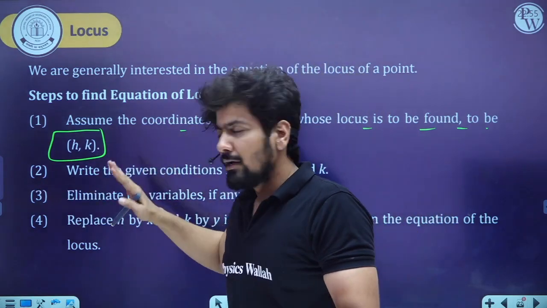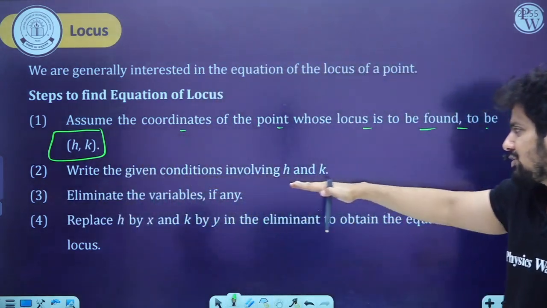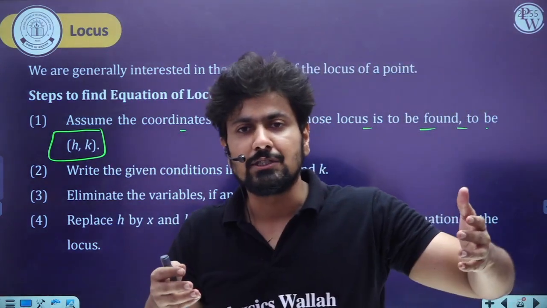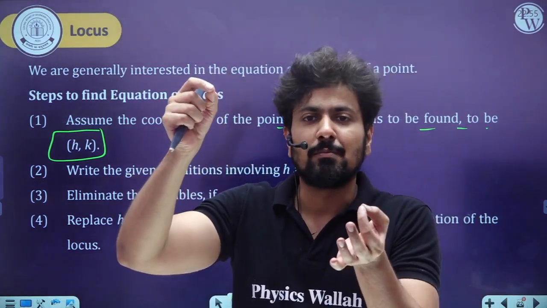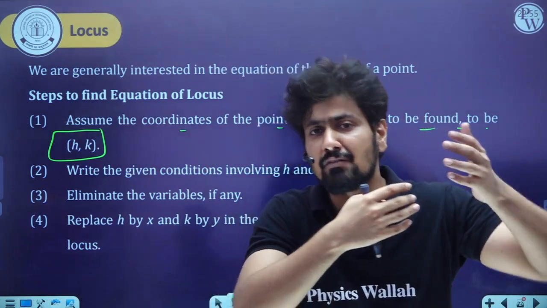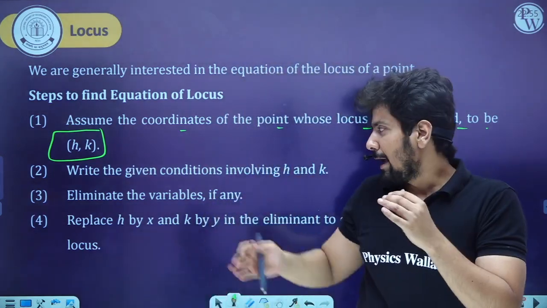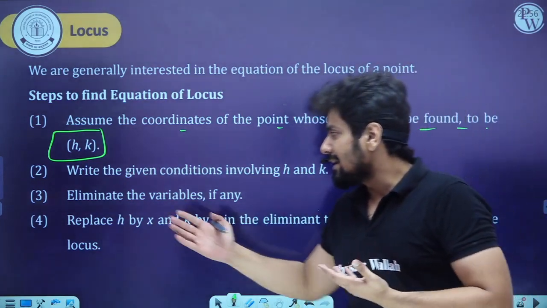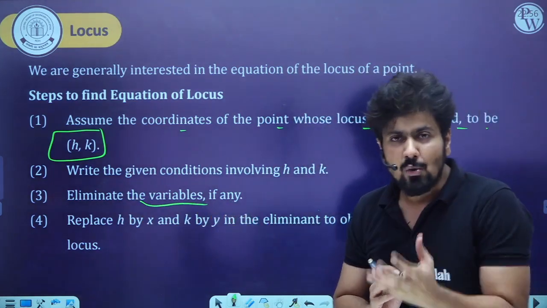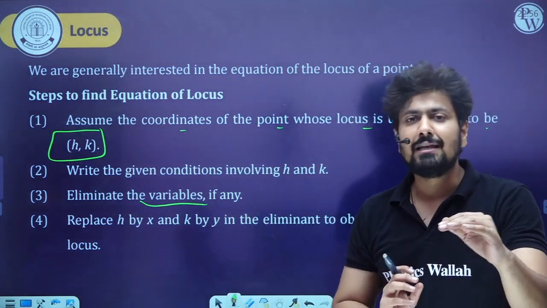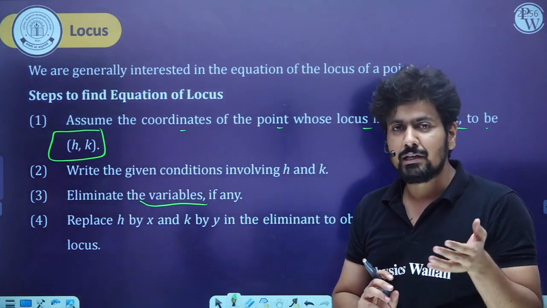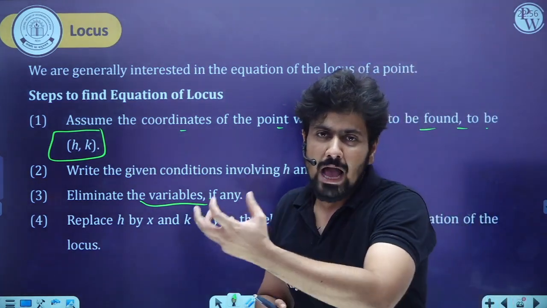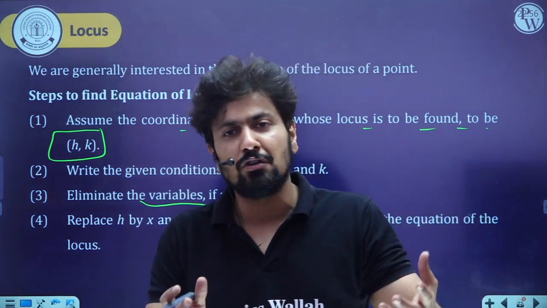Now the next step is, write the given condition involving h and k, whatever condition is given in the question, for example that it should be at a constant distance from a point. There are different types of conditions you are going to see, so apply the given conditions. When you apply those conditions, if there is a variable which you have assumed from your side, eliminate that variable and create an equation in terms of h and k. If you have created an equation in terms of h and k, you got your locus.